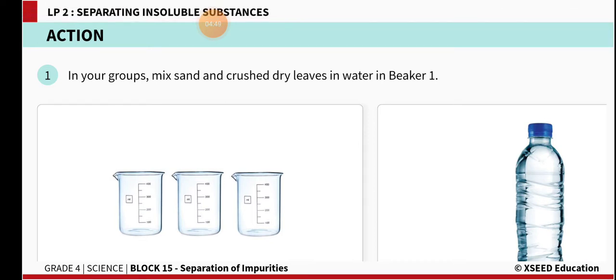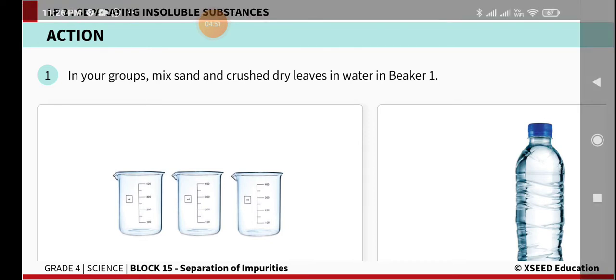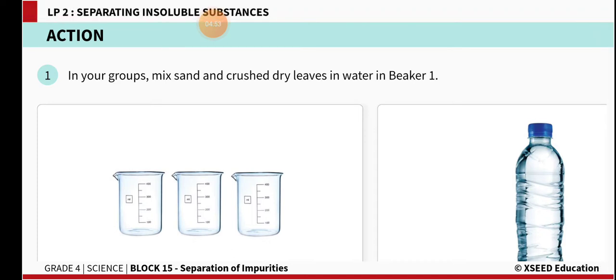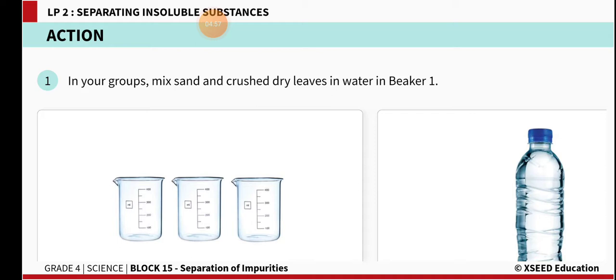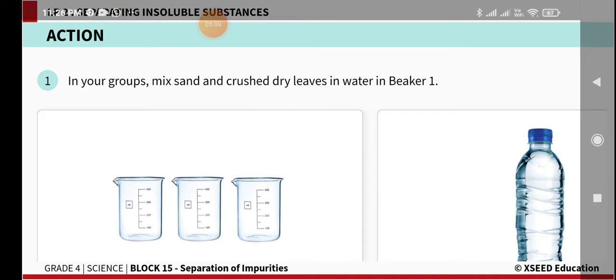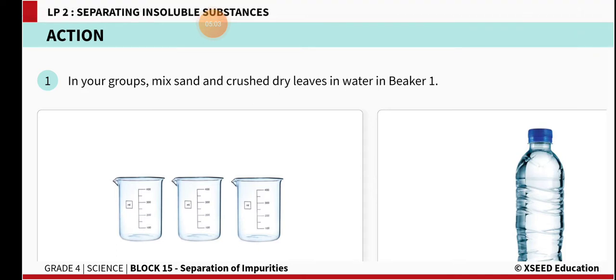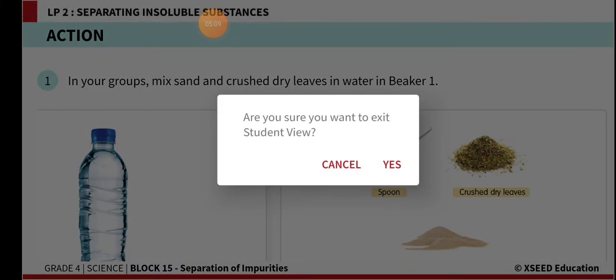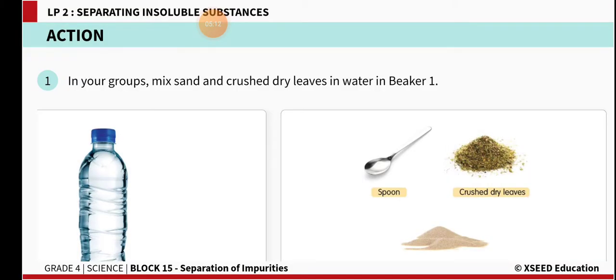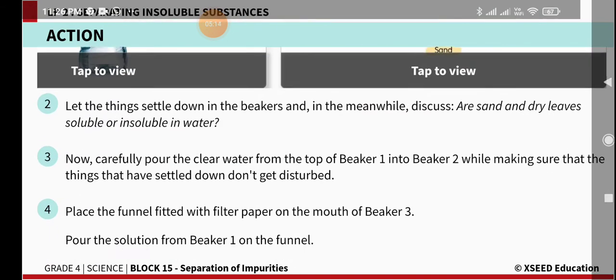Then how to separate these insoluble substances? There are 3 different ways for separating these insoluble substances. That's what you will see in this video. How to separate these insoluble substances you are going to learn in this video. Now watch the video once to understand more about the lesson.